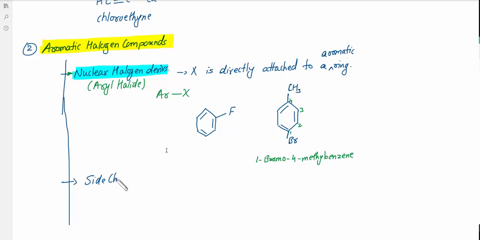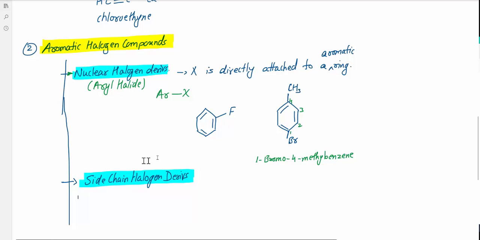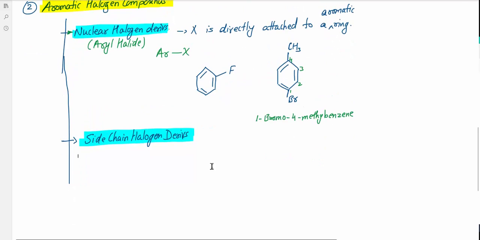So that is side chain halogen derivatives. This is the second category, and by the name itself it is clear that the halogen is not going to be connected directly to the ring, but the halogen will be linked to one of the carbon atoms of the side chain carrying the aryl group.